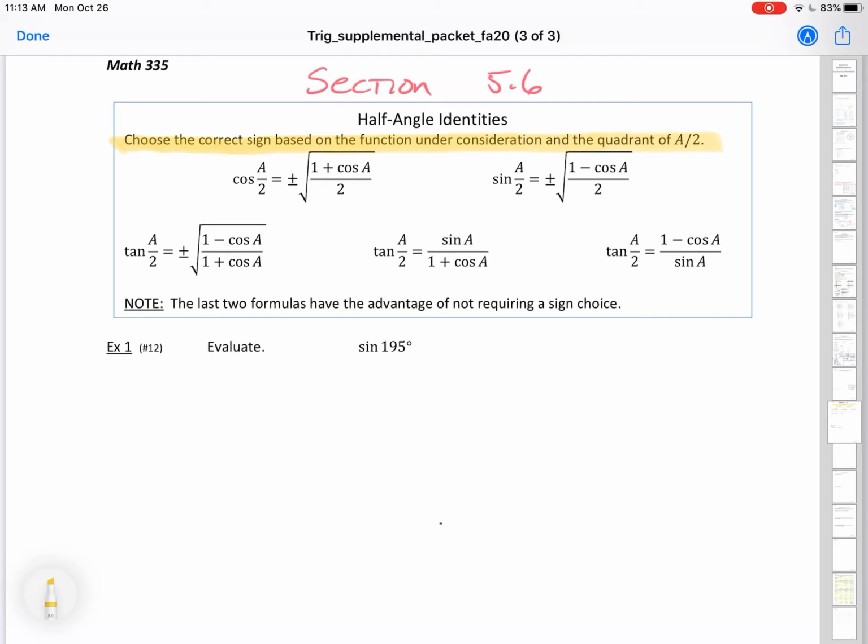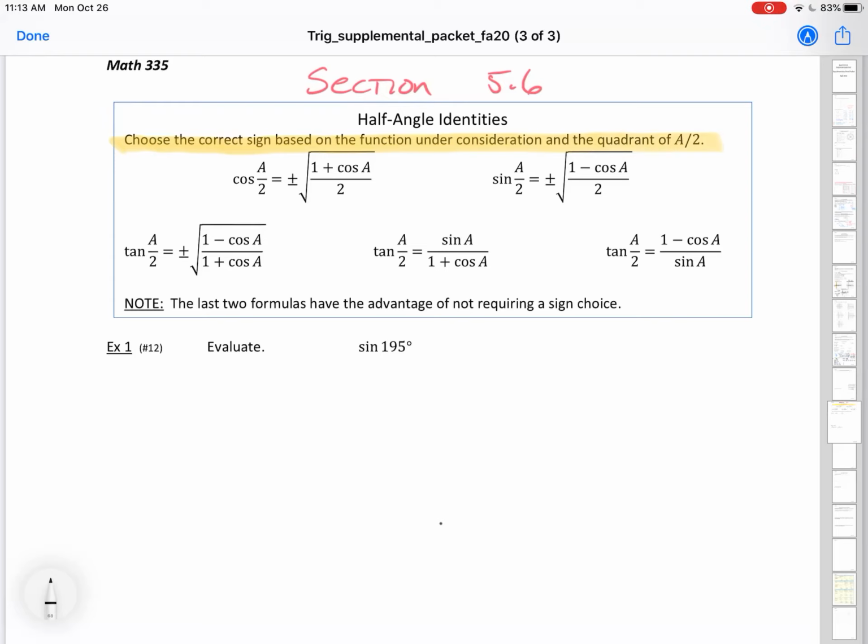So let's take a look at basically applying all of these guys. What you're going to have when you sit down to the homework is a problem like number 12 that's here as our first example, example number 1. They'd like us to take the sine of 195 degrees.